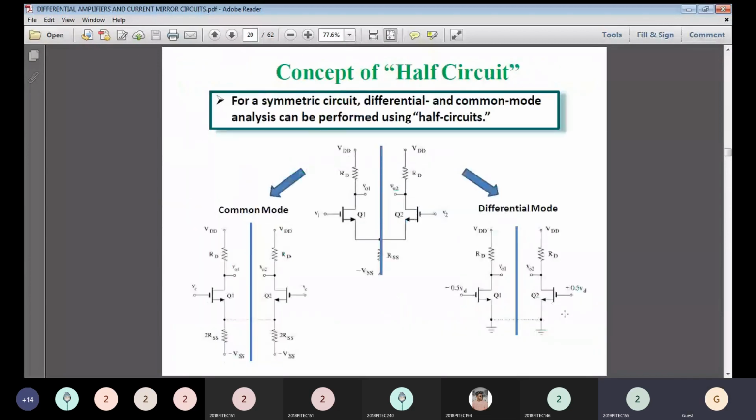So this is the concept summarized here, both common mode and differential mode in the same slide. It is mentioned as common mode and differential mode half circuit. That is the half circuit concept.